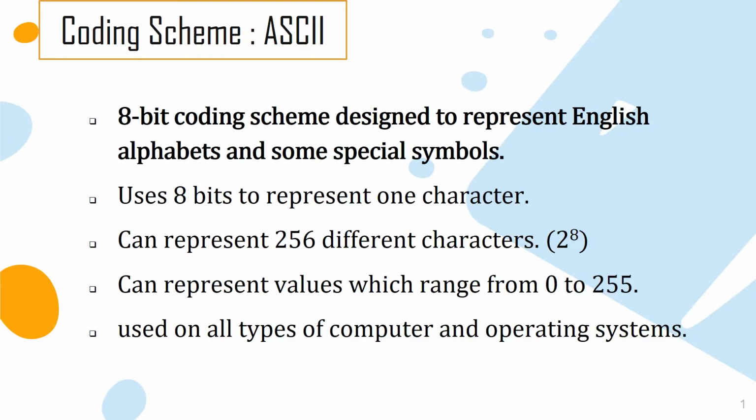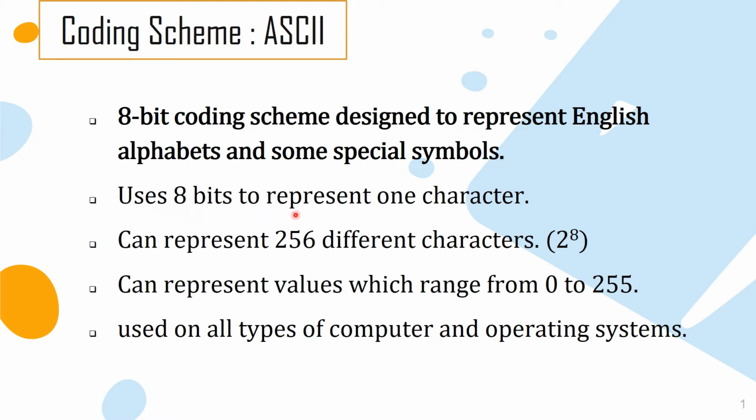Now let's look at our first coding scheme, that is ASCII. What is ASCII? ASCII is defined as 8-bit coding scheme designed to represent English alphabets and some special symbols. English alphabets, you can refer to our alphabet A to Z. Special symbol is something like our hashtag symbol or percentage symbol that we have on our keyboard.